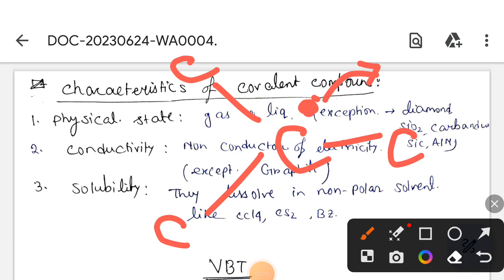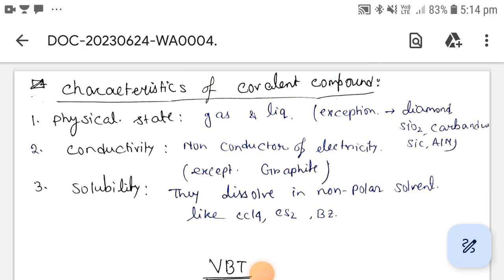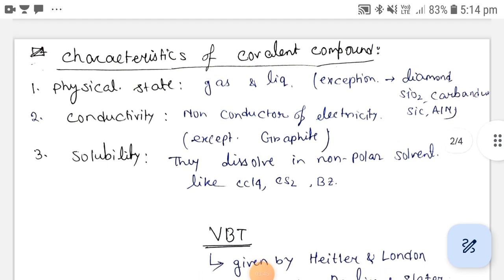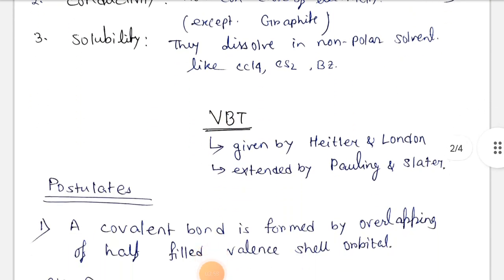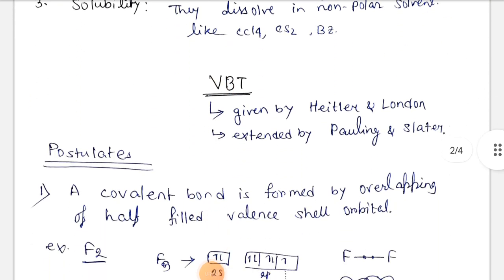Next, solubility. We know that covalent compounds are non-polar, so basically they dissolve in non-polar solvents like CCl4, that is carbon tetrachloride, CS2, carbon disulfide, or benzene. Next, VB theory. VB theory is given by Heitler and London. It was extended by Pauling and Slater.